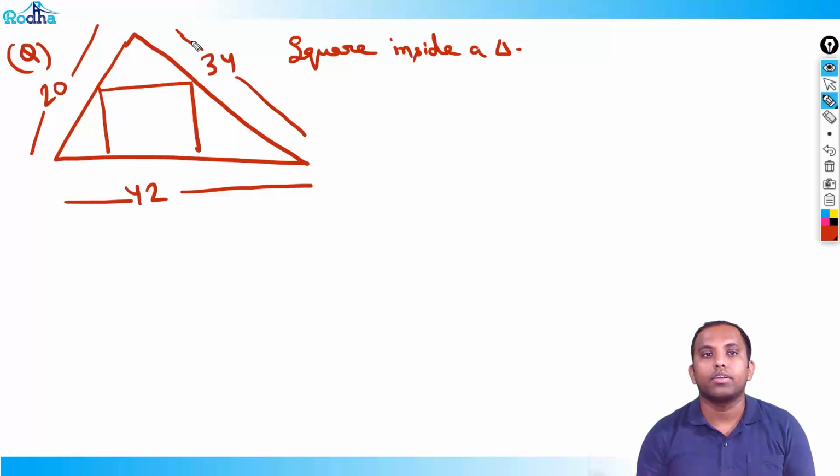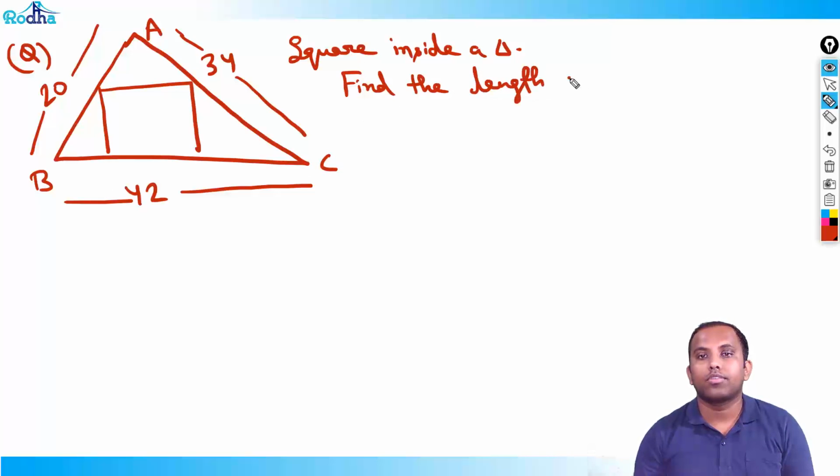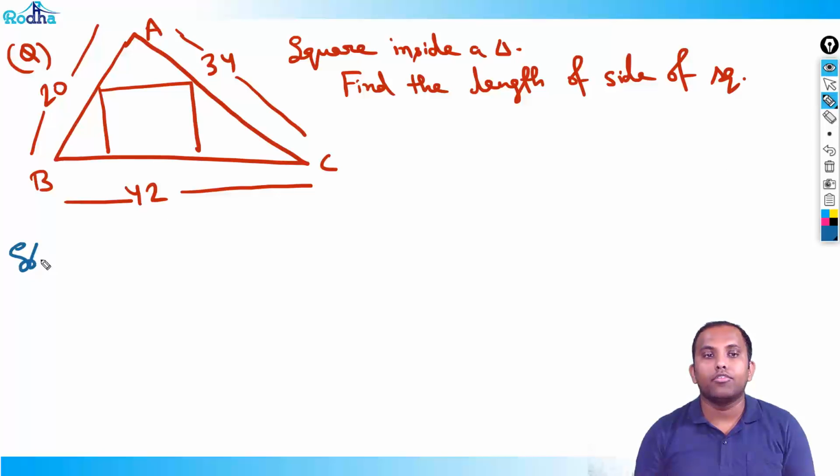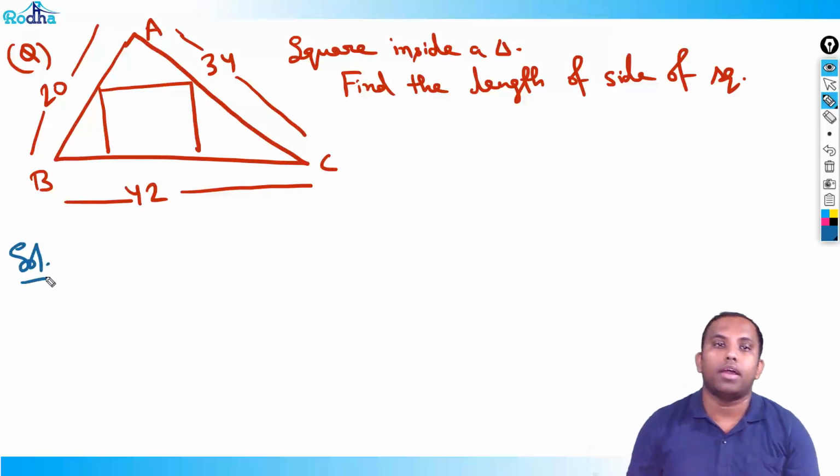This whole side, A, B, C. Fine. So the question is to find the length of the side of a square. Side of a square, right? Again, a super question which can be solved by similarity in a very easy way, right? Just try and understand this. It's a super application of similarity.